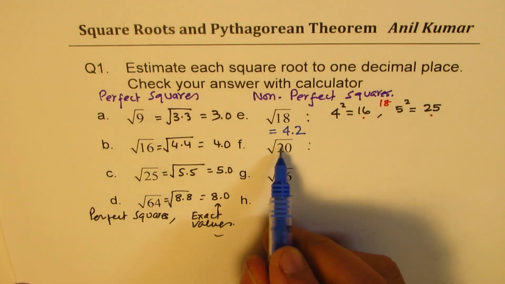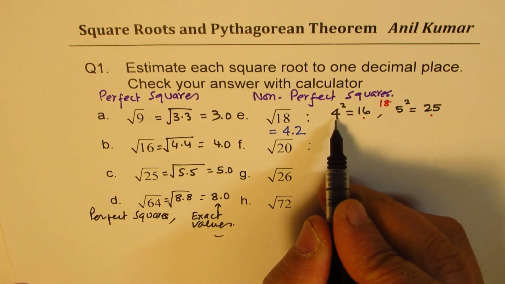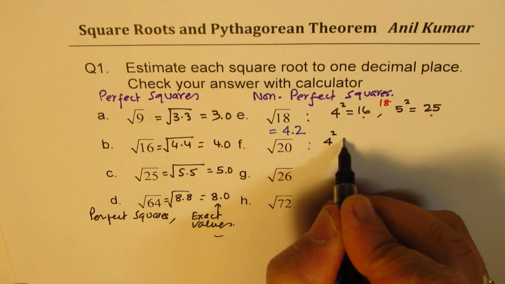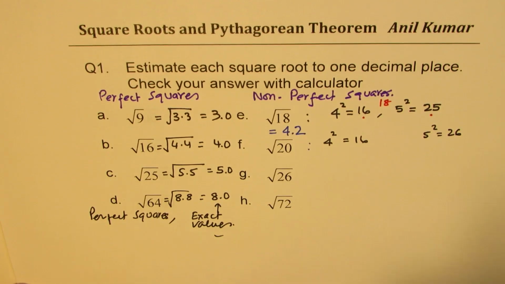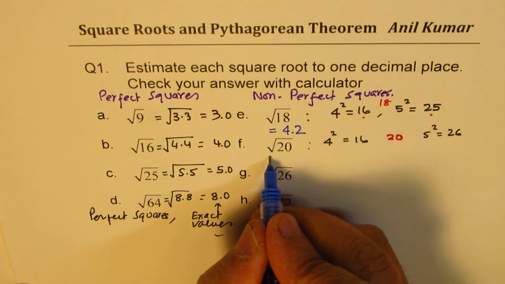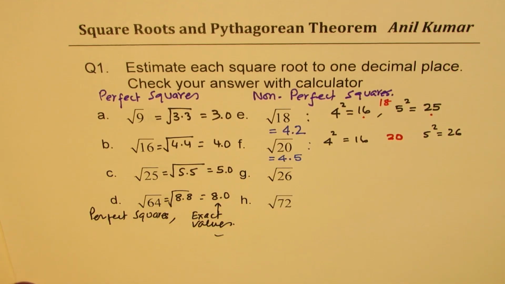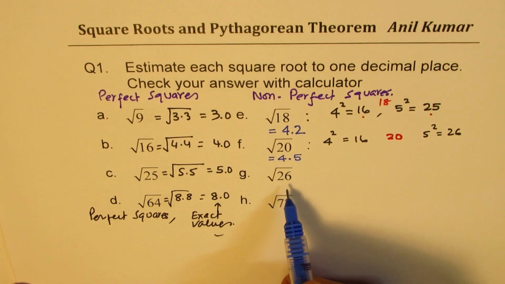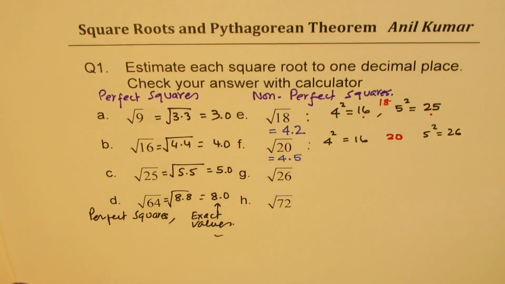So in the second case, square root of 21. Now 21 is between 4 and 5, right? So 4 square is 16, 5 square is 25. Somewhere in between, we have 20. 20 is almost in the center. So what we could write this as is 4.5. So that is how you estimate your squares. Does it make sense to you? Correct? So use this method to estimate your squares for the numbers which are not perfect squares.